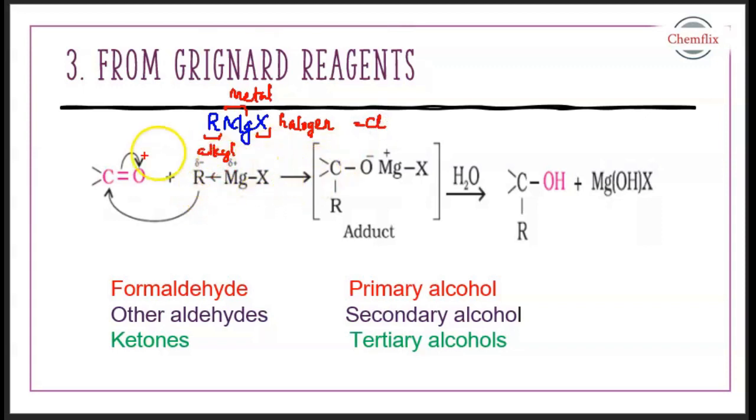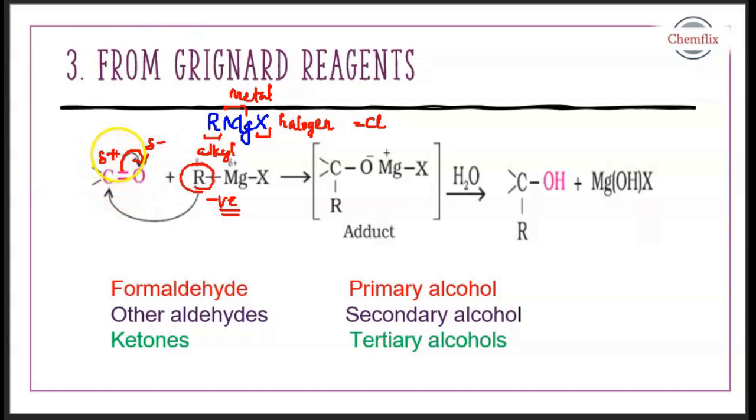ഇപ്പോൾ നമ്മൾ ഒരു aldehyde അല്ലെങ്കിൽ ketone, which means ഒരു carbonyl compound എടുക്കുകയാണ്, അതിലേക്ക് RMgX add ചെയ്യുമ്പോൾ this R will get attached to the carbon. കാരണം RMgX, this one is the negative part, so the negative part will attach to this carbon. കാരണം oxygen highly electronegative ആണ്, so oxygen electron അങ്ങോട്ട് വലിച്ചെടുക്കും. So carbon will get a positive charge and oxygen will get a partial negative charge.